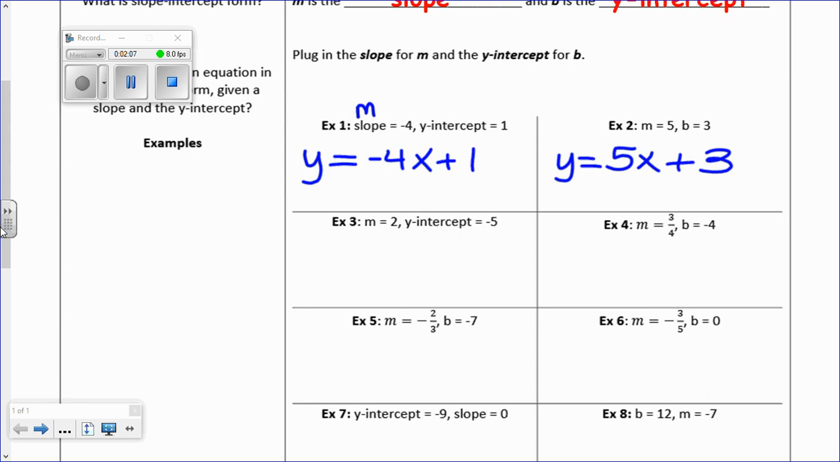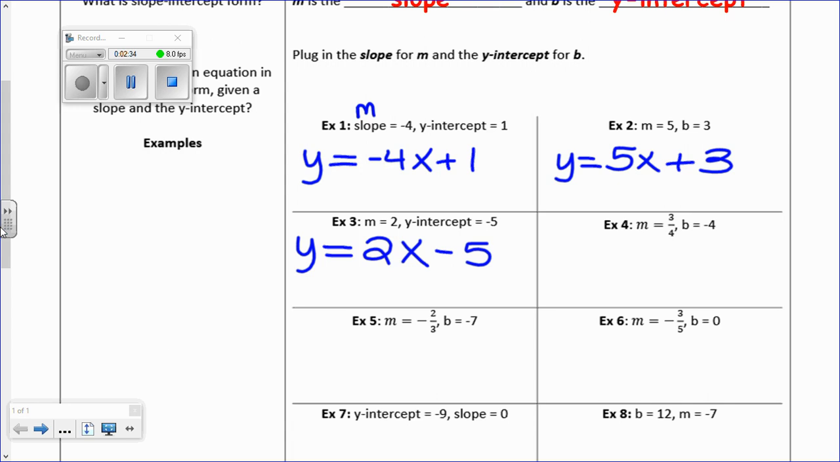Example 3, we have a slope of 2 and a y-intercept of -5. So again, we have y equals our slope of 2x, x has to be in there, but we have a negative y-intercept, so that becomes -5. So that equation is y equals 2x minus 5.